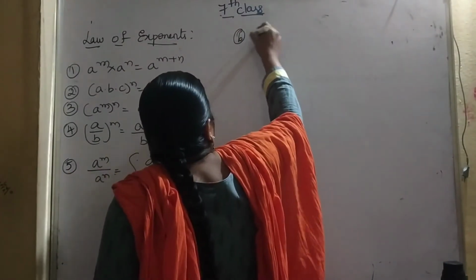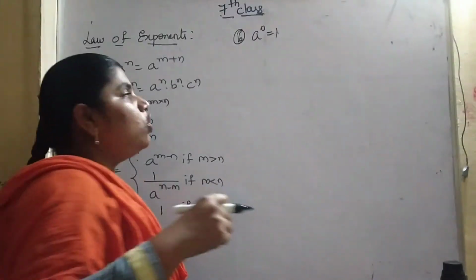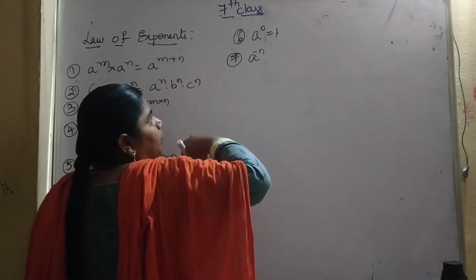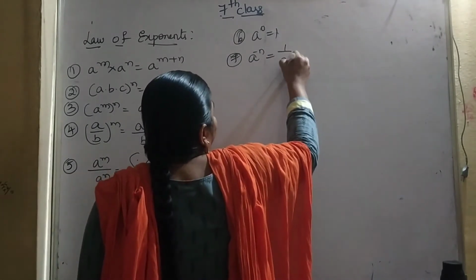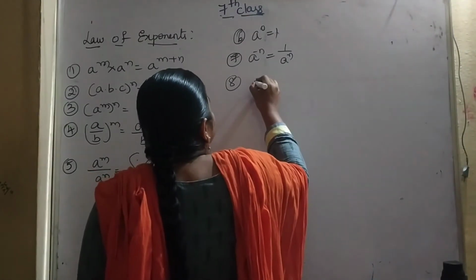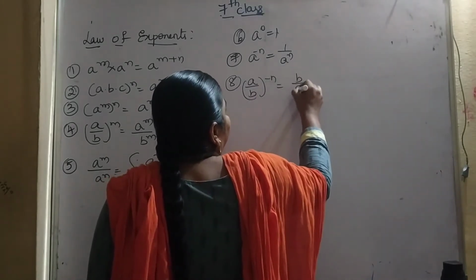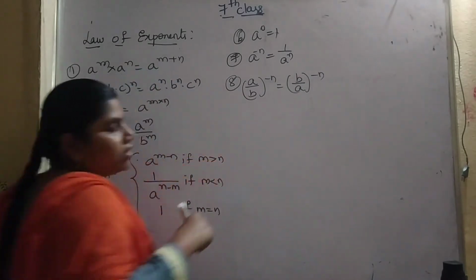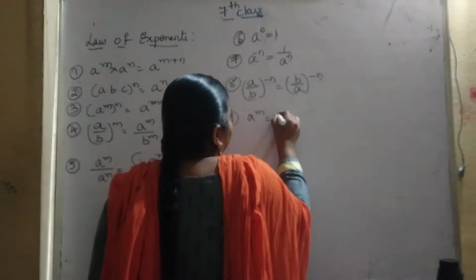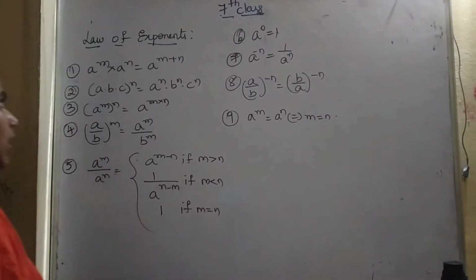Sixth law is a power 0 is equal to 1. So whenever you see the power as 0, the result will always be 1. Seventh one, a power minus n is equal to 1 by a power n. So this is our seventh condition. Next, the eighth condition is a by b whole power minus n is equal to b by a whole power n. So this is our eighth condition, and the last condition is a power m is equal to a power n gives rise to m is equal to n. So this is our ninth condition.